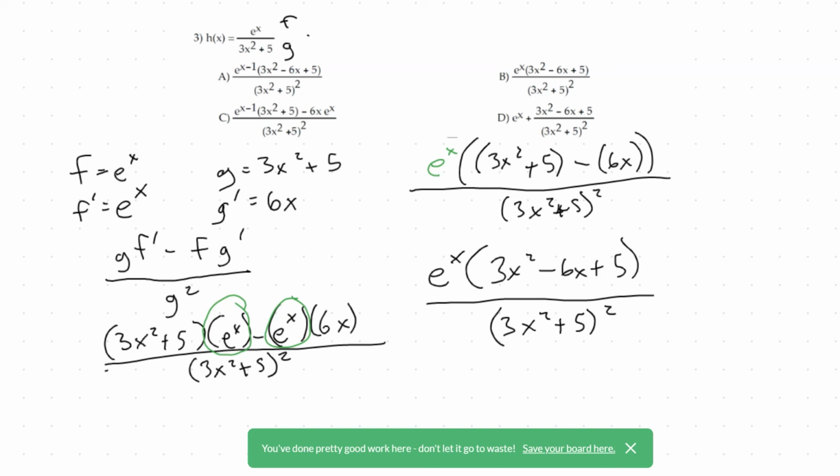And you can see that that is going to be answer choice B. So we've found the right answer. And it just takes a little bit of algebra and the correct formula to be able to do that.